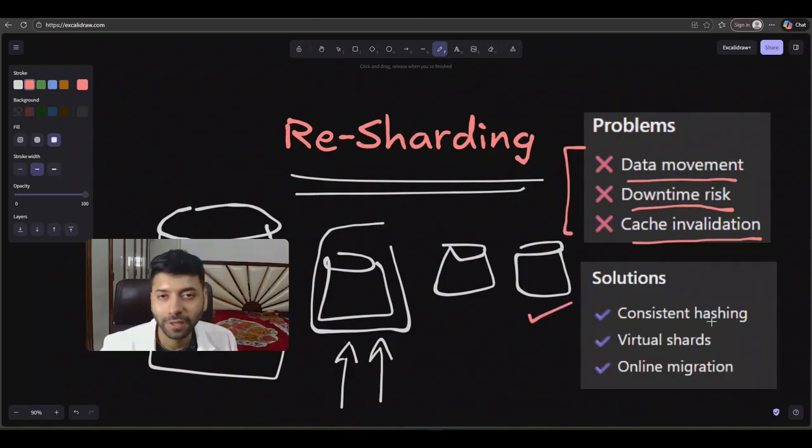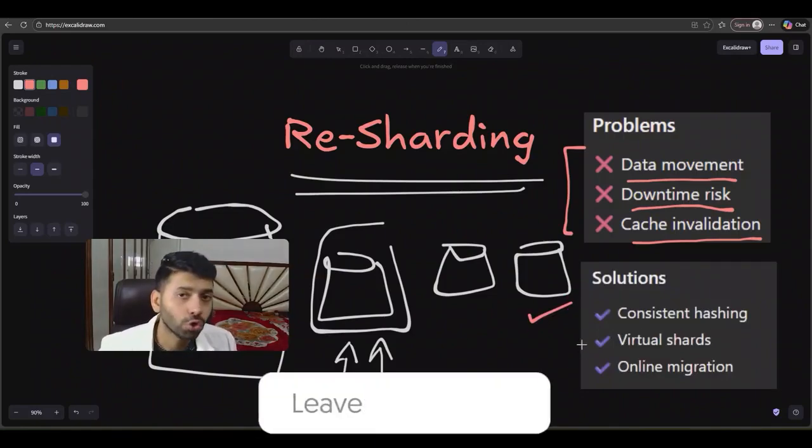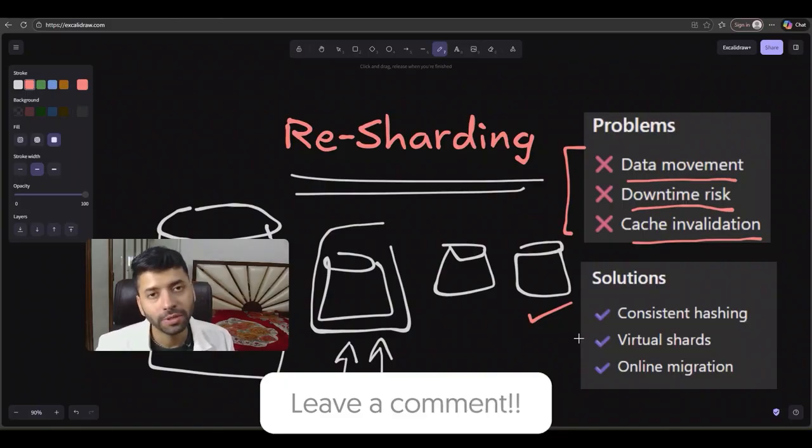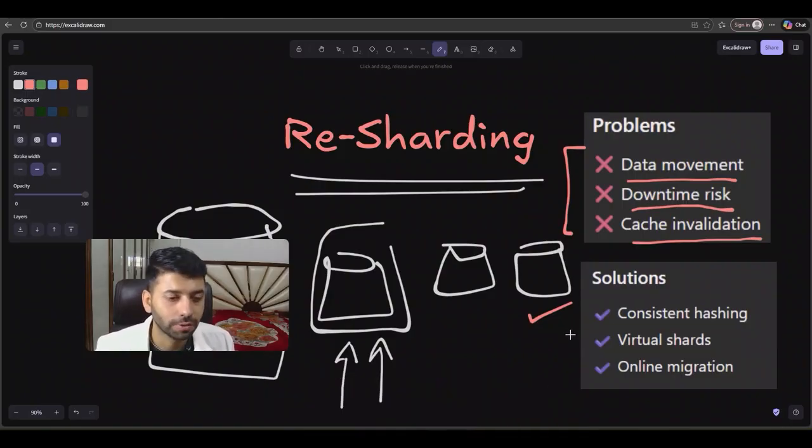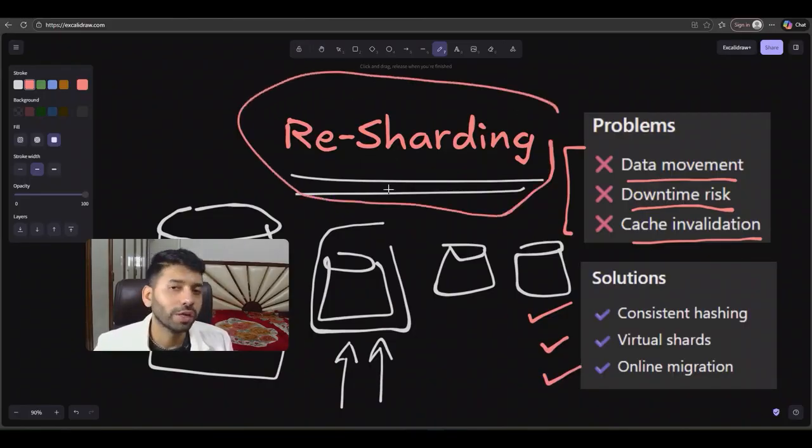Consistent hashing is one thing that can really help. If you want to know about consistent hashing, put that in the comment section. I'll create a separate video on that part. Then we can have virtual shards and online migration. Okay, I think we don't need to go into much detail on this. It was just to share this topic, re-sharding. So let's move to the next point from here.